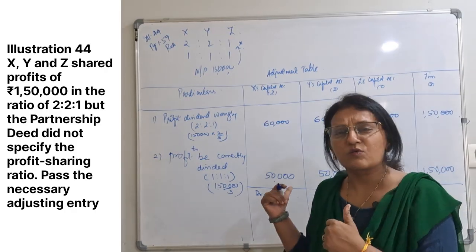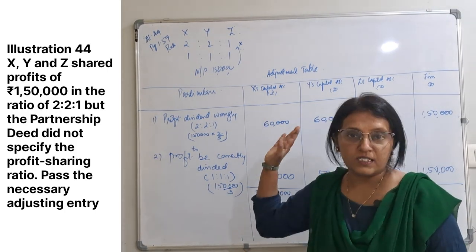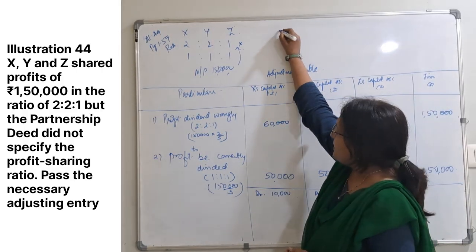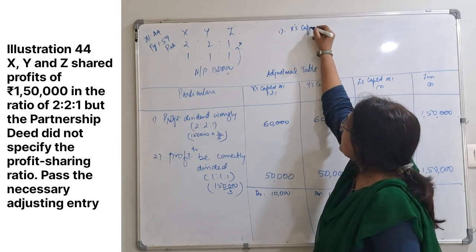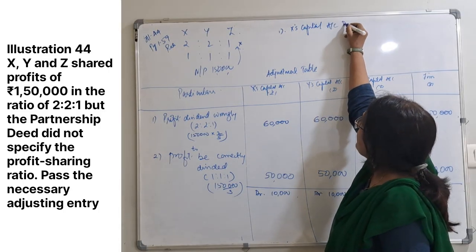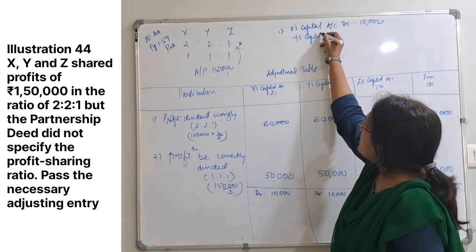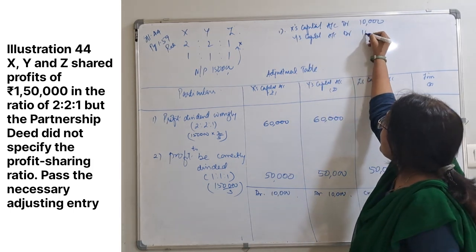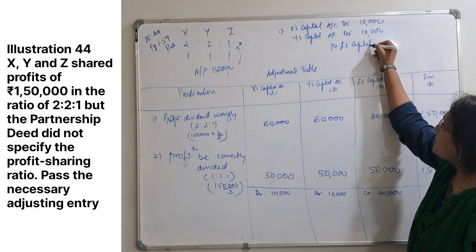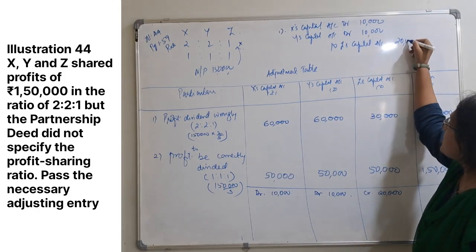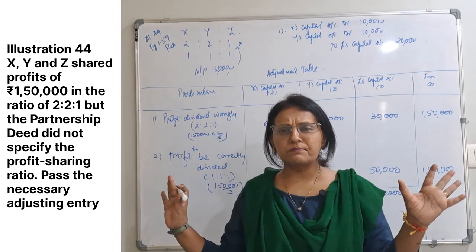Very easy. This is also for 1 mark. This is not a big question, not a tough question. This also generally comes for MCQs. So the journal entry over here will be: X's capital account debit 10,000, Y's capital account debit 10,000, to Z's capital account 20,000. Got this? So this is a very simple one.